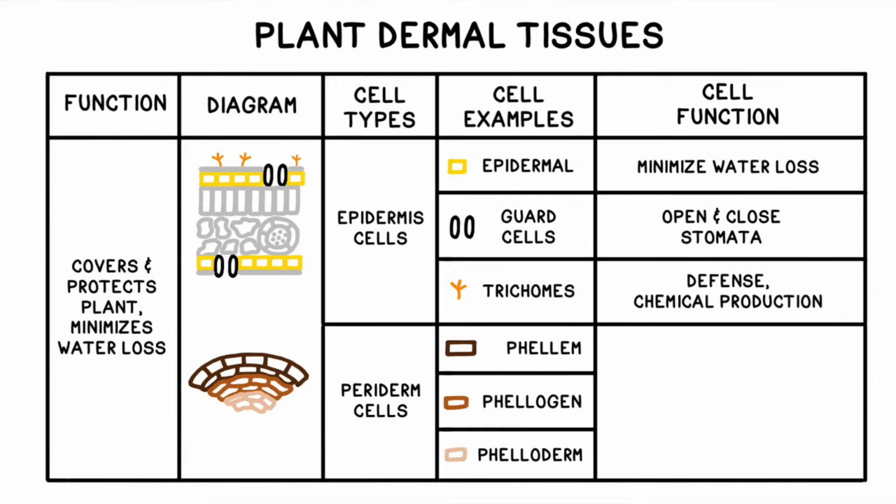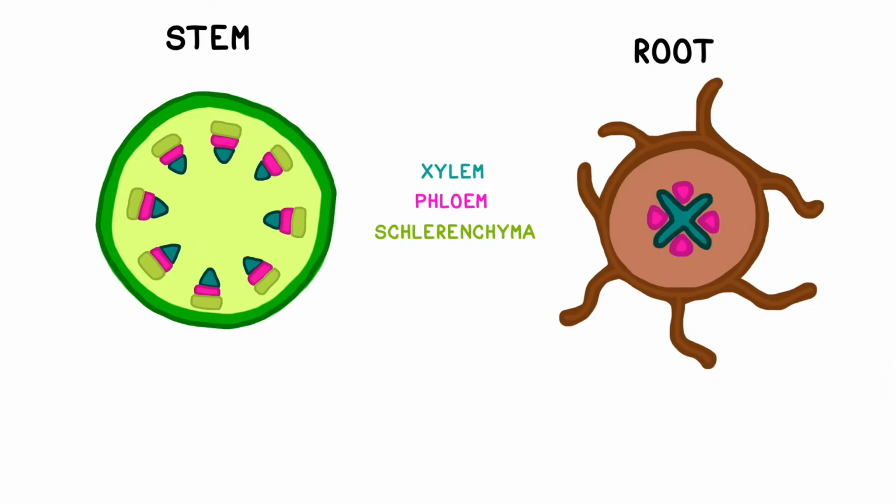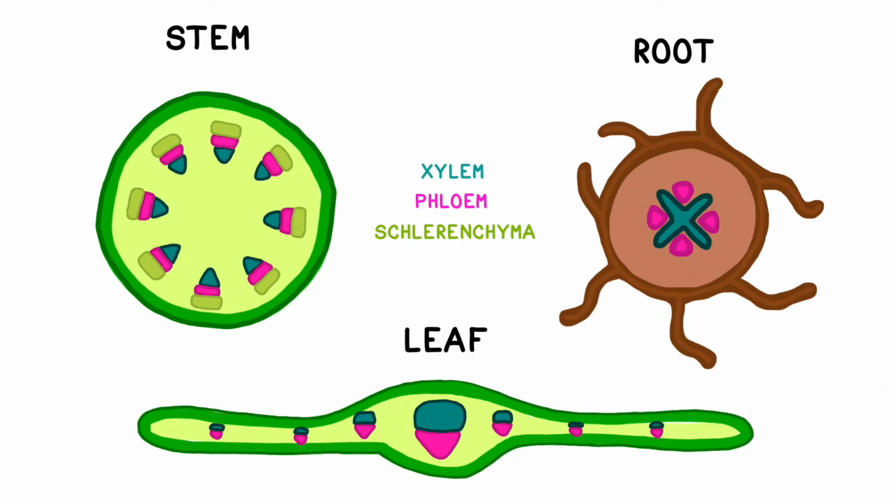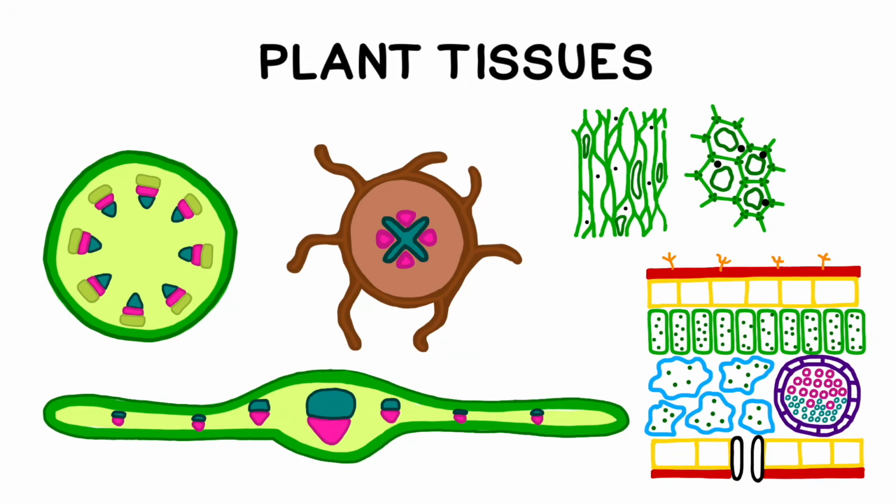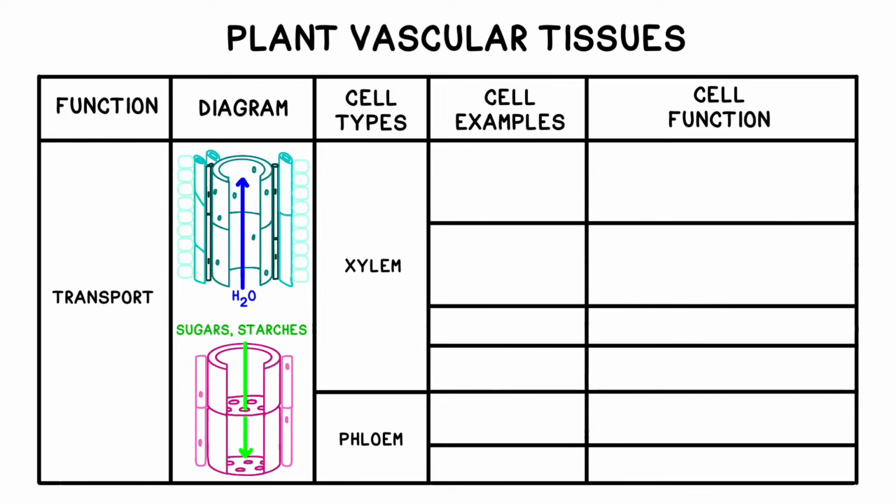Periderm cells include phelloderm, the innermost type, phellogen, the middle type, and phellem, the outermost type. These form a tough, non-living coating, also known as bark. Vascular tissue transports water, dissolved minerals, and nutrients throughout the plant and provides physical support. It's found in roots, stems, and leaves, forming a continuous network that connects all parts of the plant. The two major types of vascular tissue are xylem and phloem.